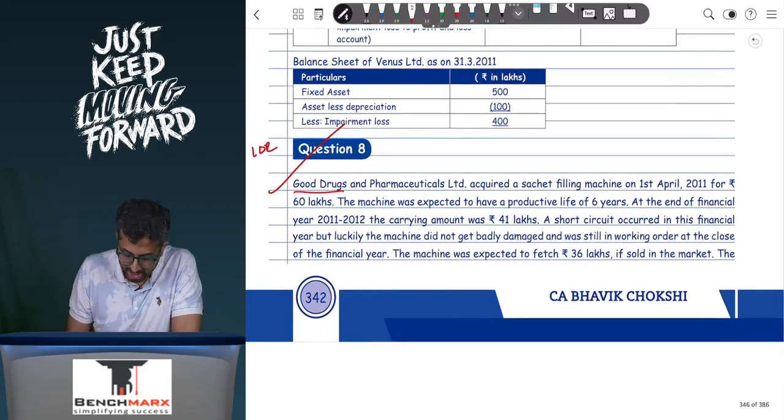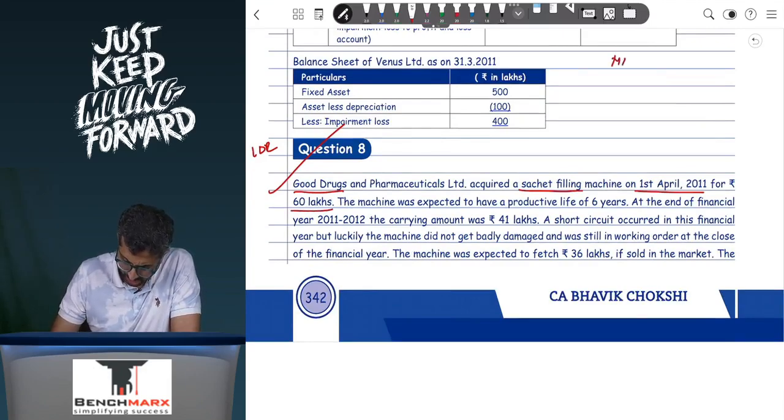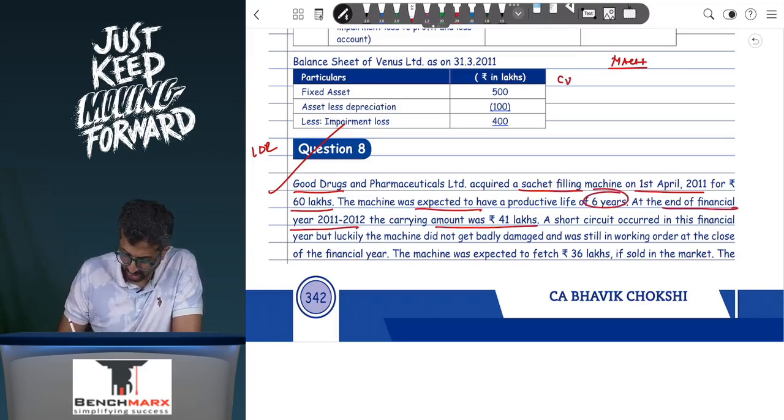Now, Good Drugs and Pharma acquired a sachet filling machine on 1st April 11 for 60 lakhs. Okay, so this is, let us say, a machine which was acquired for 60 lakhs. The machine is expected to have a life of 6 years. At the end of the financial year 11-12, the carrying amount was 41 lakhs. So for the machine, the carrying amount is 41 lakhs.